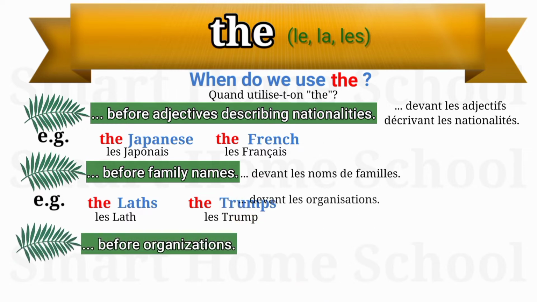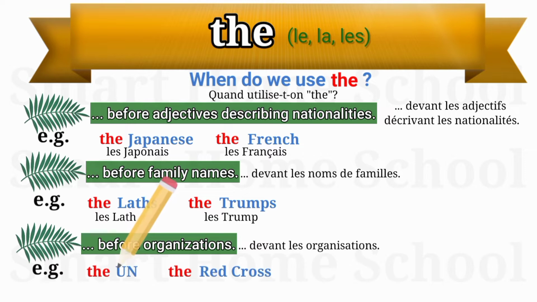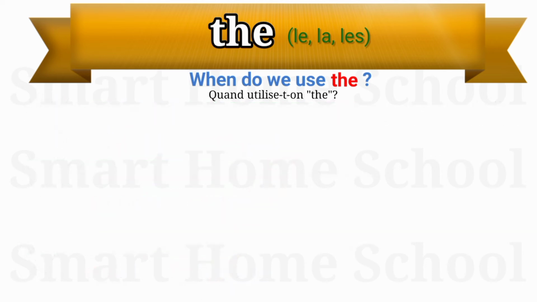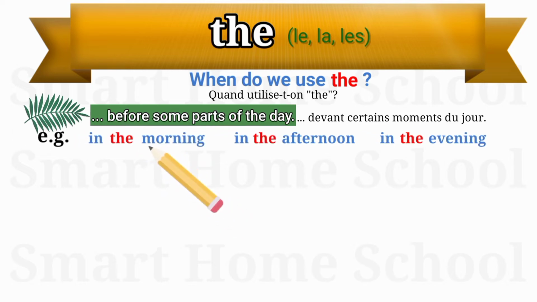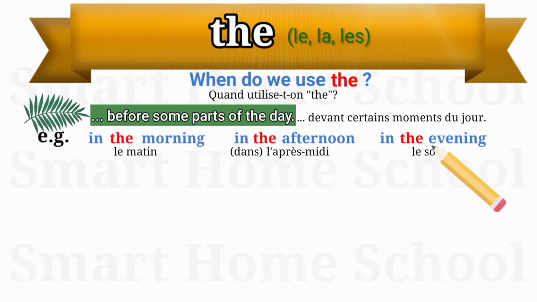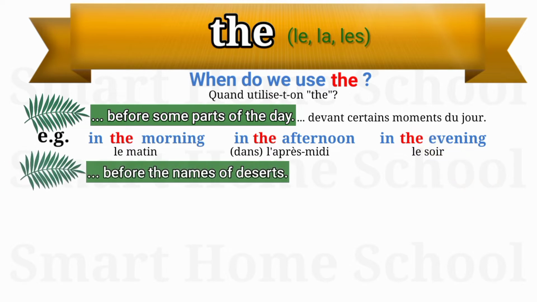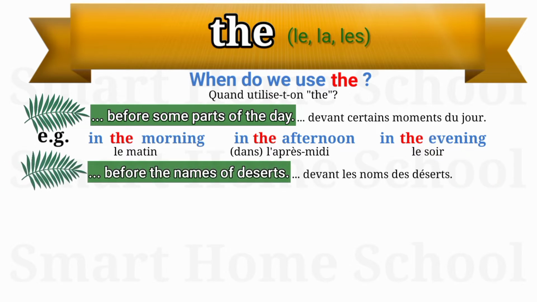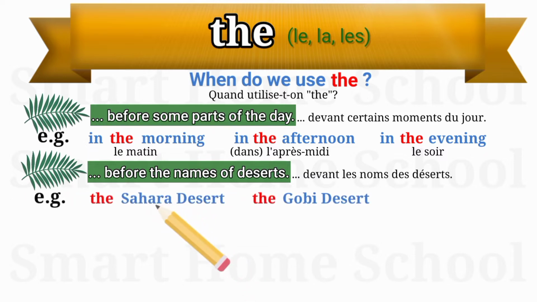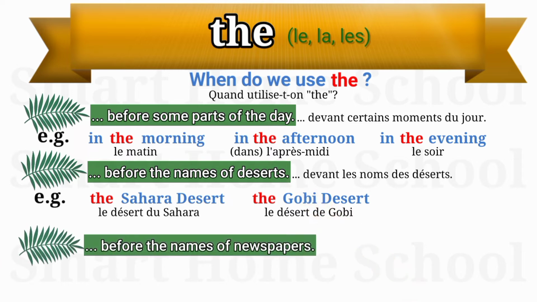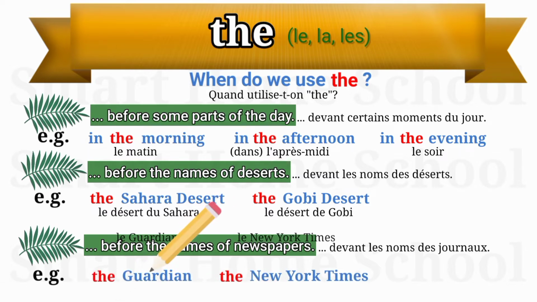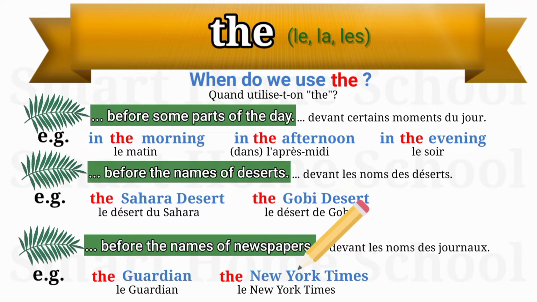Before organizations. Example: the UN, the Red Cross. Before some parts of the day. Example: in the morning, in the afternoon, in the evening. Before the names of deserts. Example: the Sahara Desert, the Gobi Desert. Before the names of newspapers. Example: the Guardian, the New York Times.